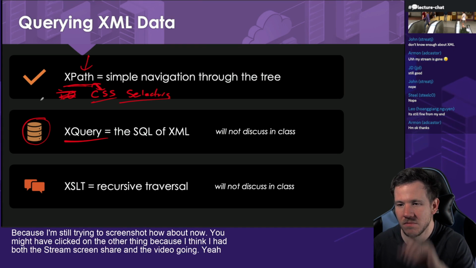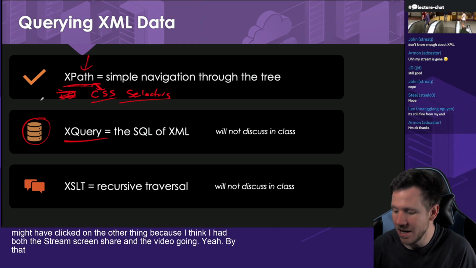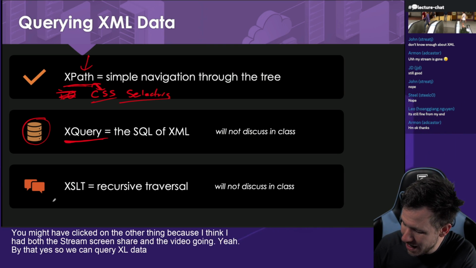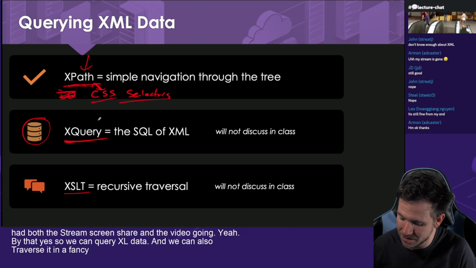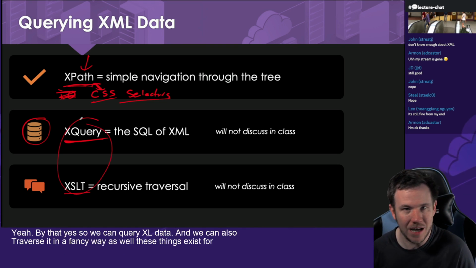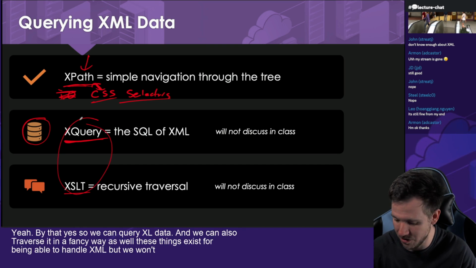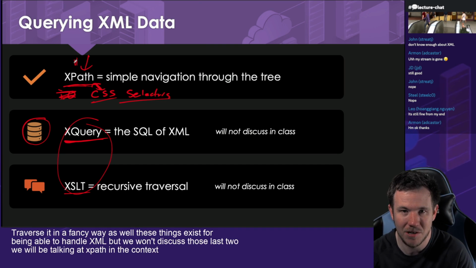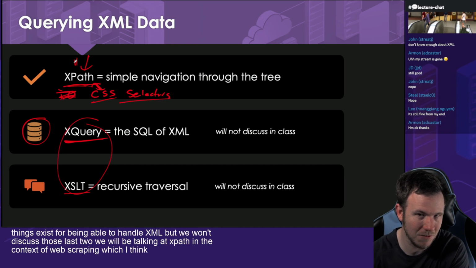Yeah. My bad. So we can query XML data, and we can also traverse it in a fancy way as well. These things exist for being able to handle XML, but we won't discuss those last two. We will be talking about XPath in the context of web scraping, which I think is like week 11 or 12.